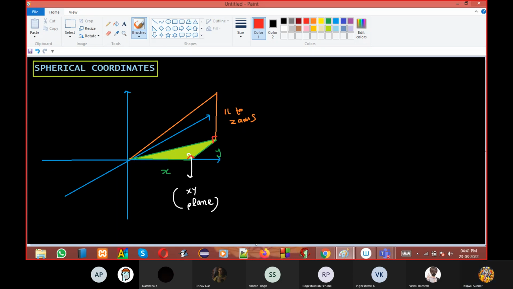X, Y. This and this will form another triangle, a right angle triangle. There are two right angle triangles in the diagram in two different planes. Do this carefully. And this will be Z, because I'm assuming this point is X, Y, Z. So obviously this will be X, this will be Y, this will be Z. I'm defining R like this. This is R.